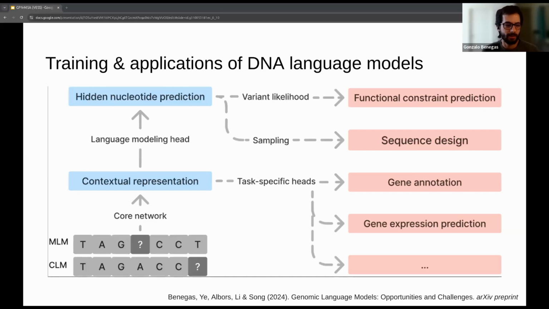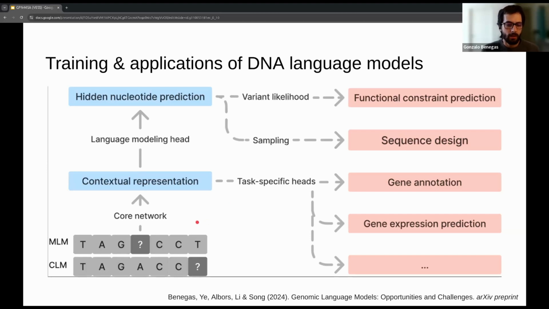The idea is that DNA is basically a language with four possible letters, A, C, G, T. And the idea of language modeling is to hide certain positions, certain nucleotides, and predict them from the context. Either in masked language models, you can predict them from the context on the left and the right, whereas in causal language modeling, you only predict from left to right.